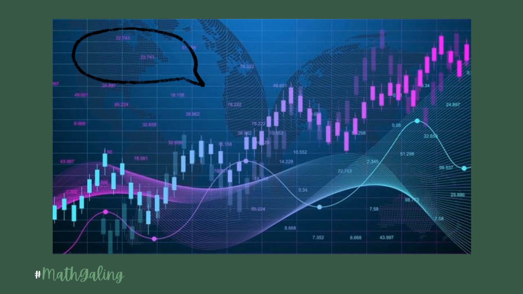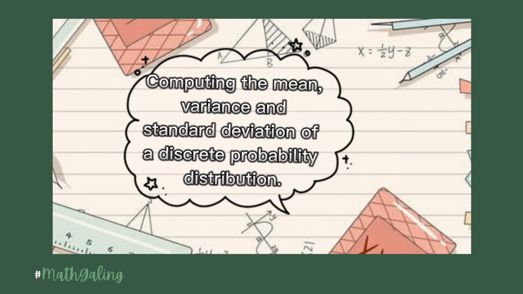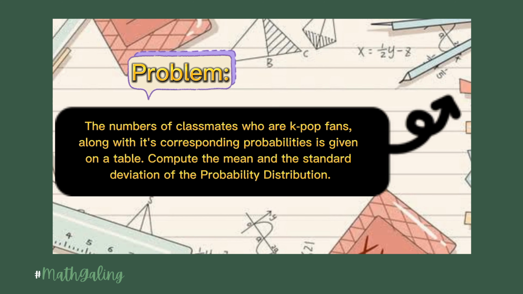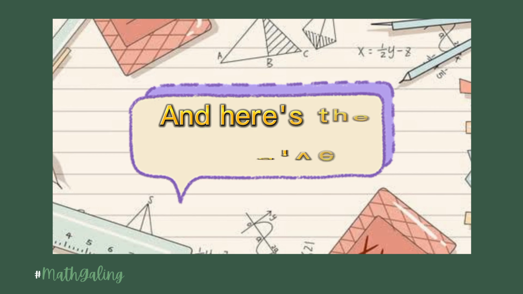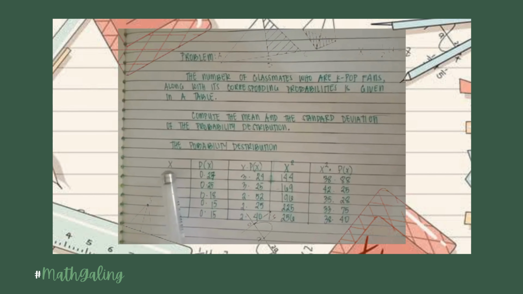Quarter 3, Week 4. Mean, variance, and standard deviation of a discrete probability distribution. Computing the mean, variance, and standard deviation of a discrete probability distribution. Problem: the numbers of classmates who are K-pop fans, along with their corresponding probabilities, are given in the table. Compute the mean and the standard deviation of the probability distribution. And here's the given. The X stands for the K-pop fans.